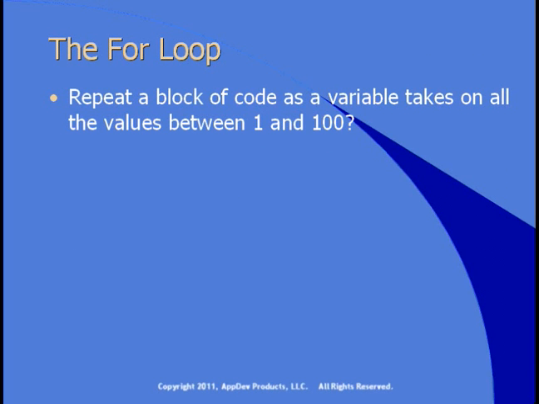Imagine you want to repeat a block of code as a variable takes on all the values between 1 and 100. What are you going to do? Are you going to add a separate line for each case? When x is 1, do this. When x is 2, do this. When x is 3, do that. It gets awful boring.